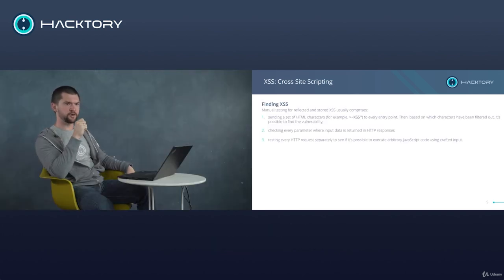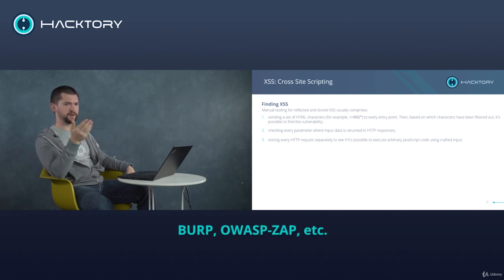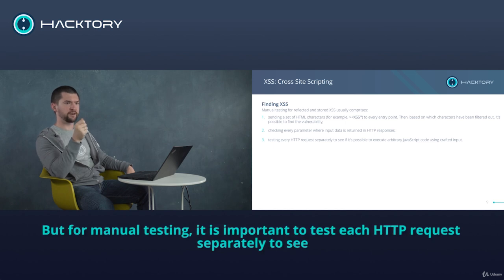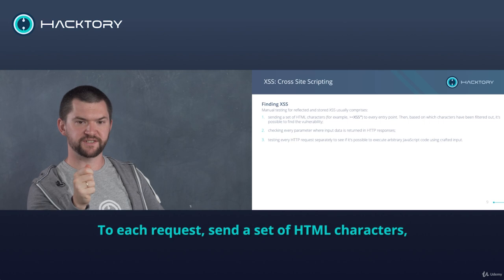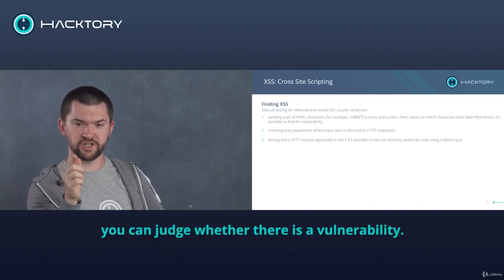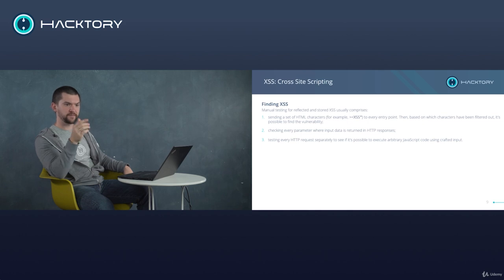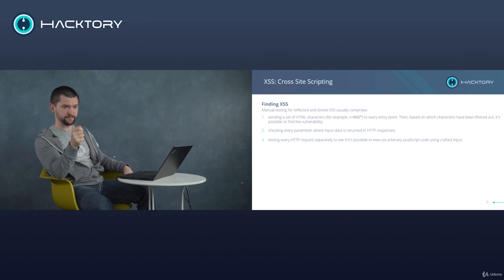How to find XSS? To automate your work, you can use various popular tools such as Burp or Acunetix, etc. But for manual testing, it's important to test each HTTP request separately to see whether arbitrary JavaScript can be executed using a specially composed input. To each request, send specific HTML characters to each entry point of the application, and depending on which characters have been filtered and which have not, you can judge whether there is a vulnerability. Test each parameter where the entered data is returned in HTTP responses.